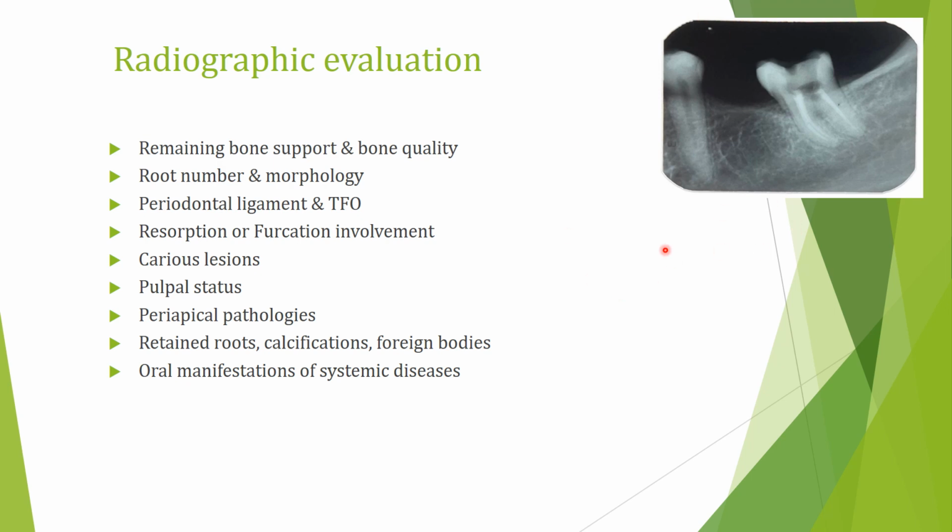Pulpal status has to be taken care of. The height of the pulp can be seen clearly in the radiograph. Again, periapical pathologies, like I just said, have to be taken care of. Retained roots, calcifications, and foreign bodies have to be taken care of, guys.